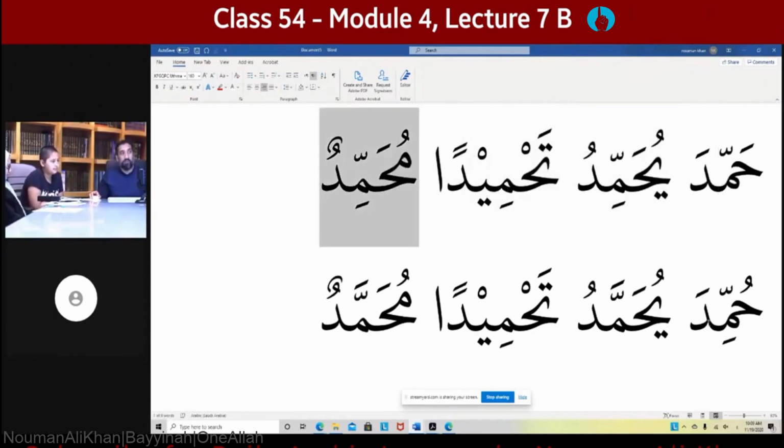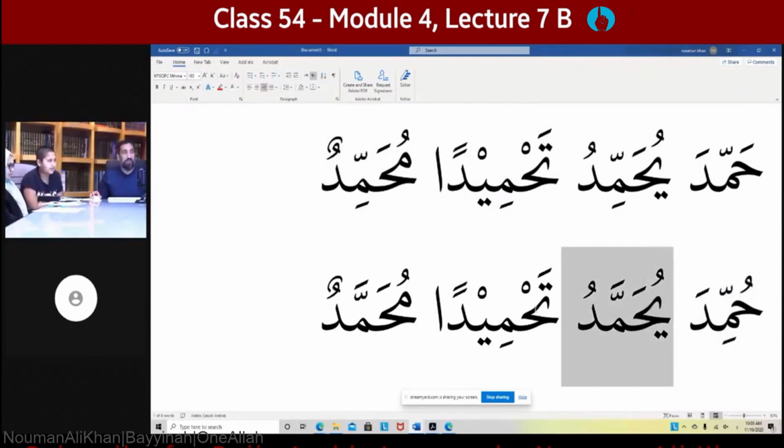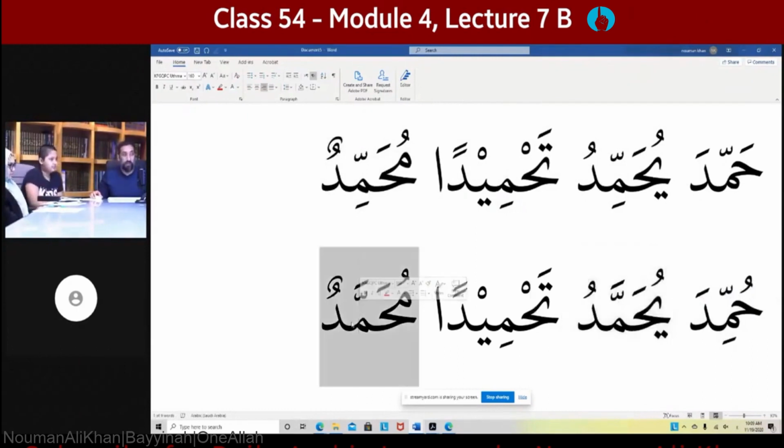This is ism fa'il. This is madi mabni lil majhul. I didn't tell you the Arabic. It's passive. This is mudari' mabni lil majhul. This is present tense passive. Tahmidan is a masdar, and this is an ism what? اسم مفعول. Ism maf'ul.